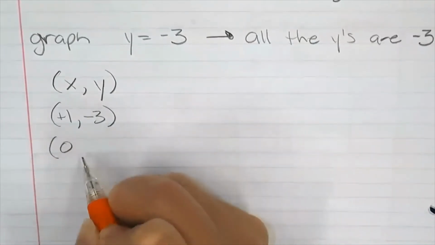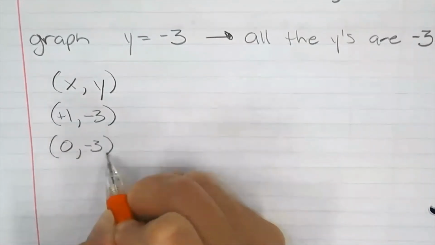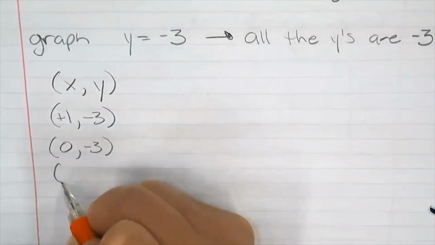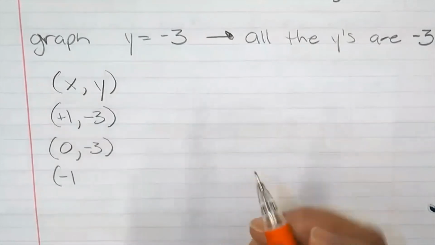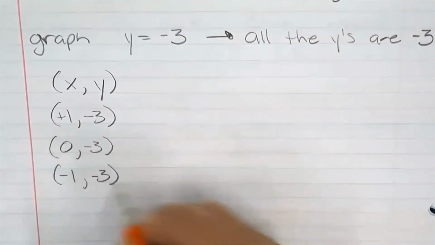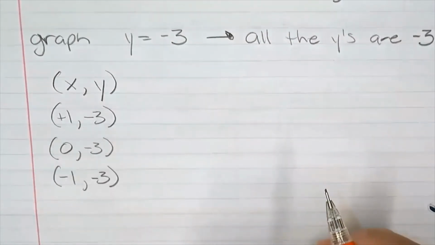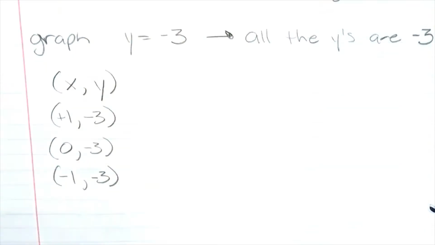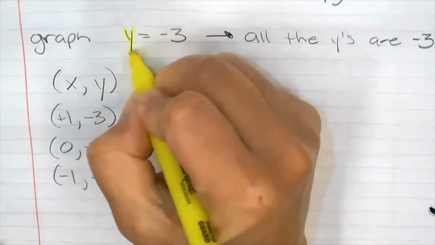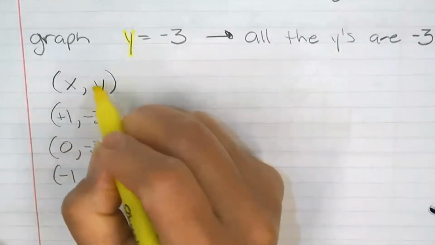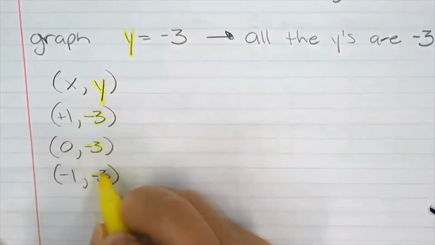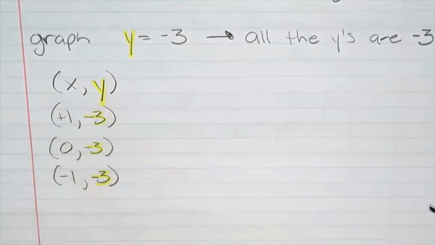When our x is 0, our y is -3. And when we have our negative, our y is -3. This means that all of our y's, all of the y's are -3. So all of these y's are -3. And then we graph that.